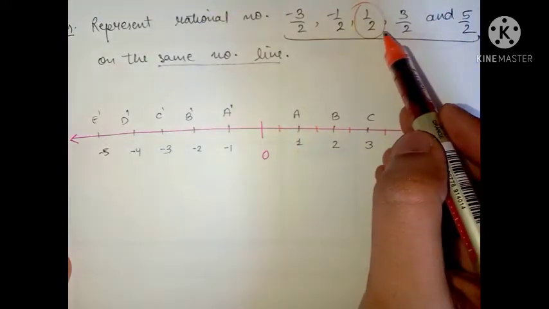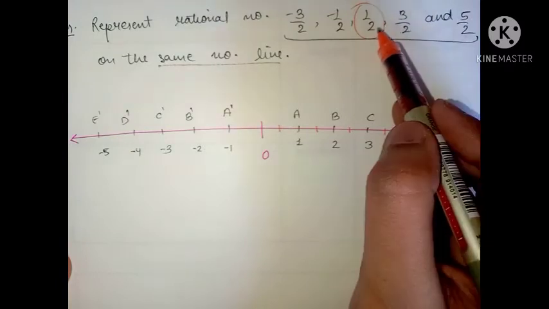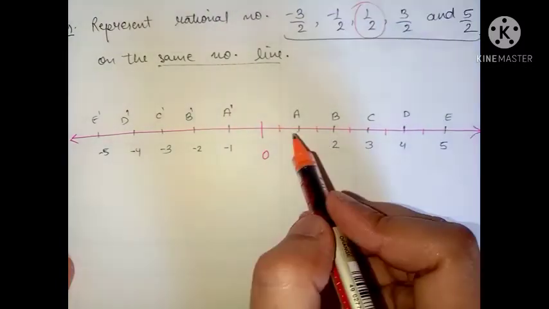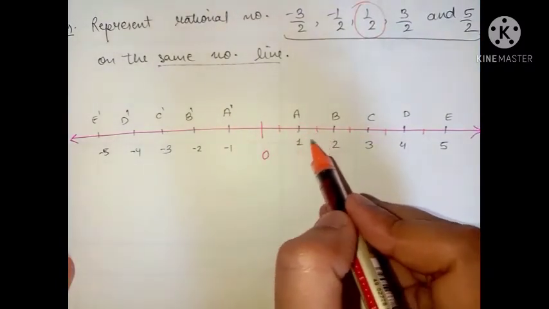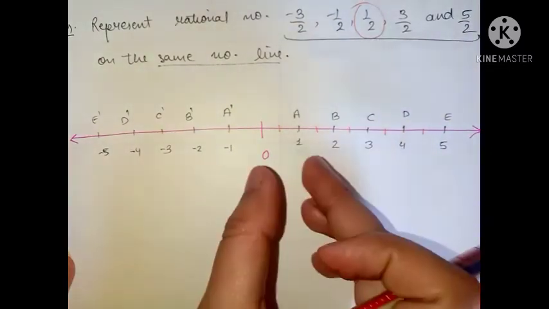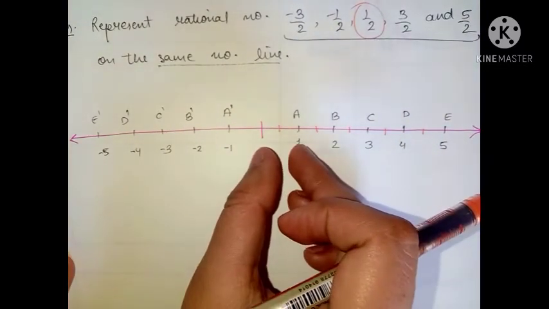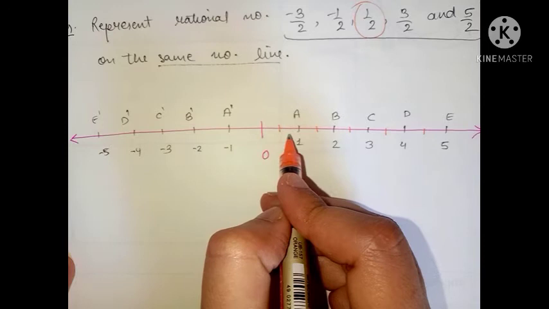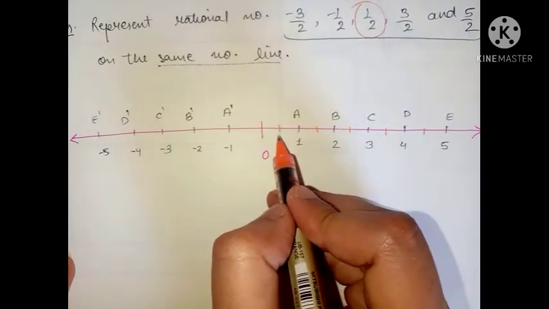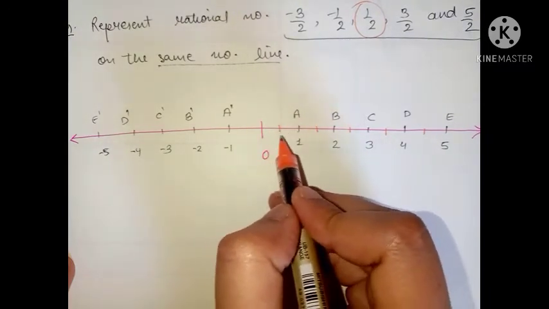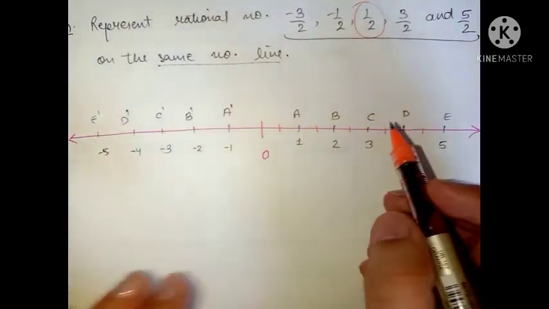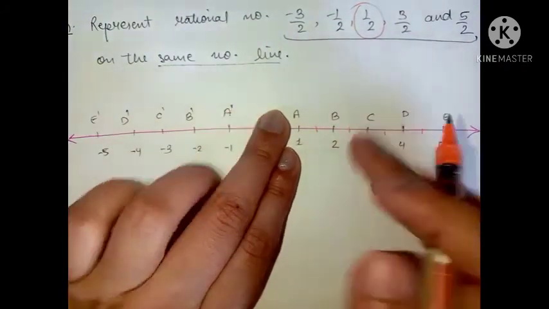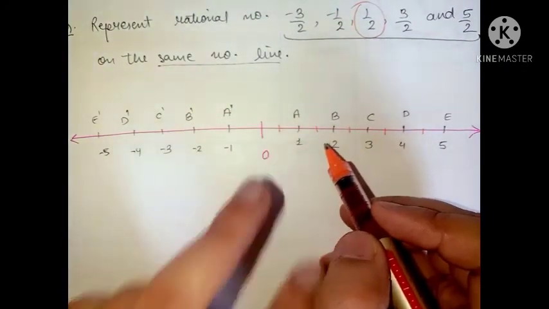Because you can see that the denominator of all these numbers is 2. That is, we have to divide every interval into 2 equal parts. So if this is an interval, we are dividing it into 2 equal parts. For that, we need to mark its middle point so that it can be split into 2 parts. Similarly, if we are looking at this AB, then we are also splitting this into two parts.